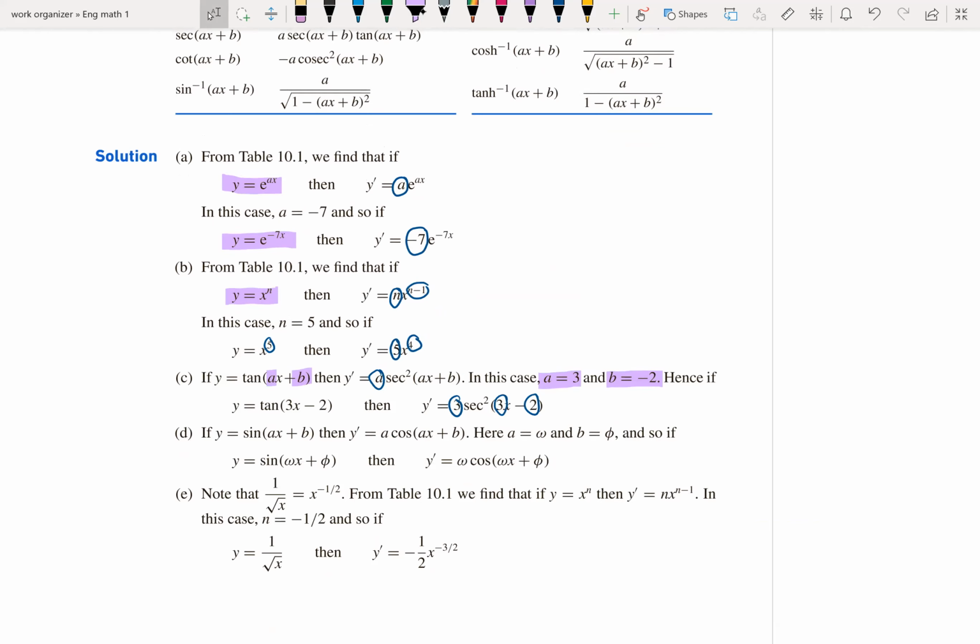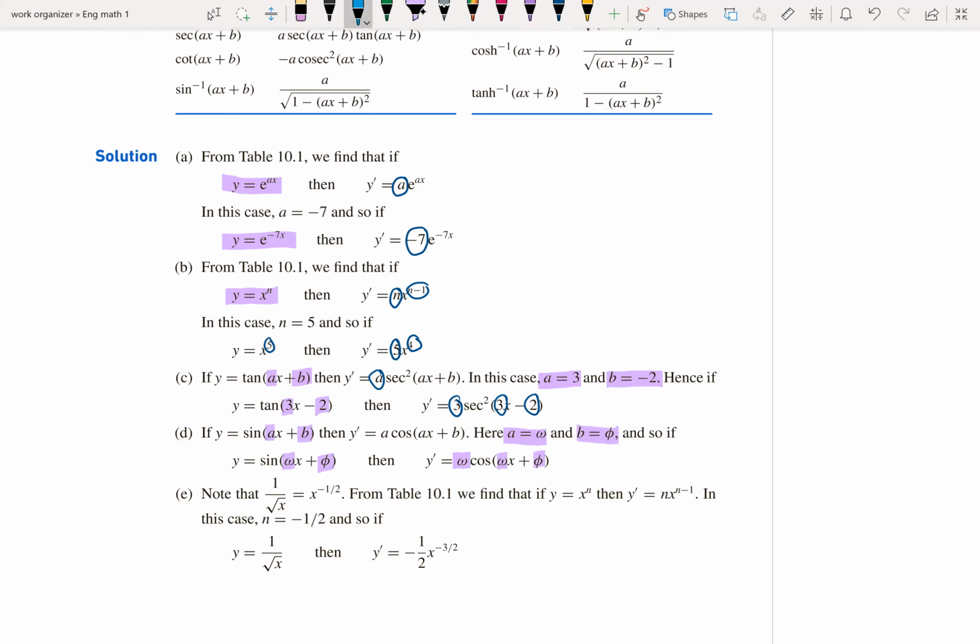And for D, again we have to identify the A and B. A is W, and then B is 5. So we just bring A to the 5, which is W, and then the exponent AS plus B. That's it.